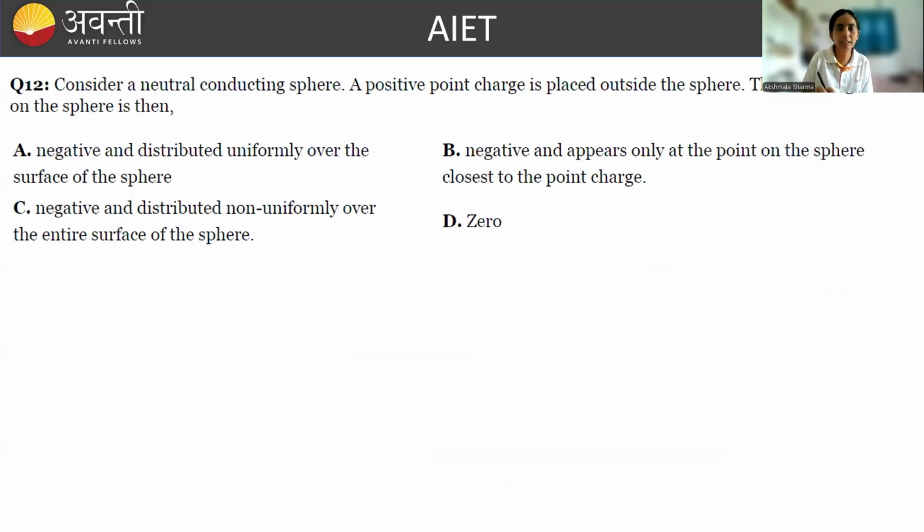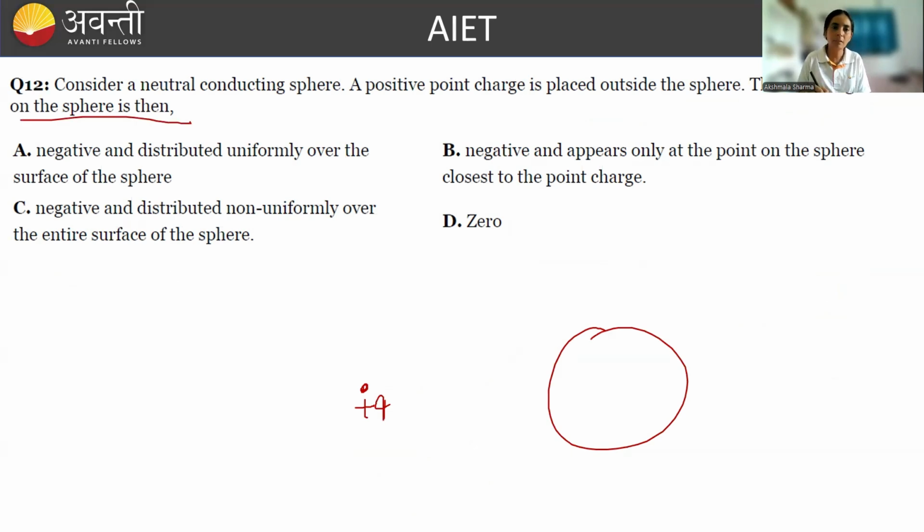Now, consider a neutral conducting sphere. A positive point charge is placed outside the sphere. So there is a positive charge placed outside. The net charge on the sphere is then? So what will happen? The same kind of question came in JEE Mains also, in the AIET test.